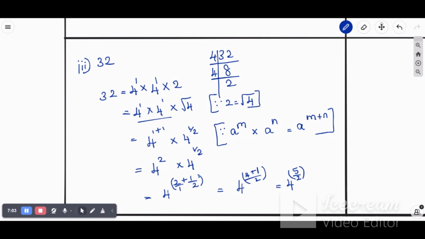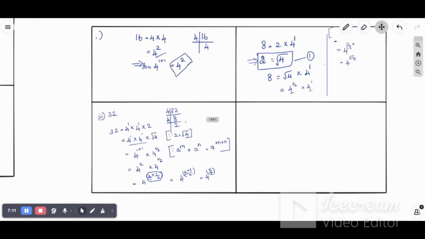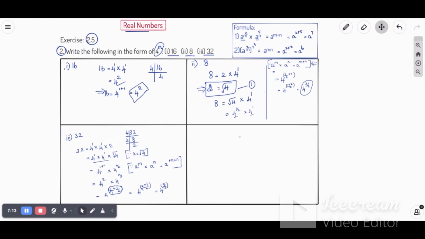So hope you understood this. This part also, hope you understood well. 2 plus 1 by 2, I have taken the LCM. So thank you so much. We have expressed everything in terms of 4 to the powers: 4 square, 4 power 3 by 2 and 4 power 5 by 2.